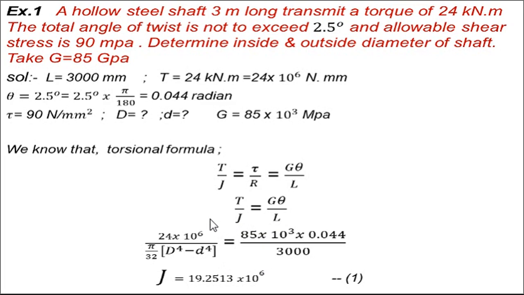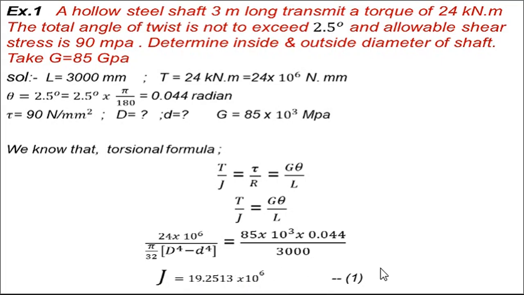The T value, the torque applied, is 24 into 10 raised to 6. J, the polar moment of inertia, is pi by 32 into D raised to 4 minus d raised to 4. G, the shear modulus of rigidity, is given as 85 into 10 raised to 3, and theta is converted into radian, divided by the length of the shaft, 3 meters, which means 3000 mm. After solving this we'll get J, the polar moment of inertia, as 19.252513 into 10 raised to 6.